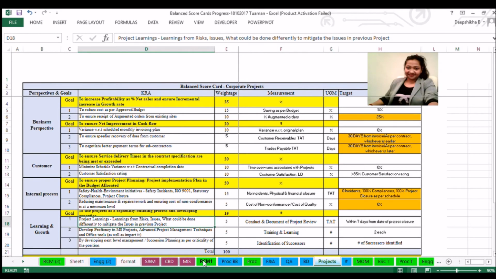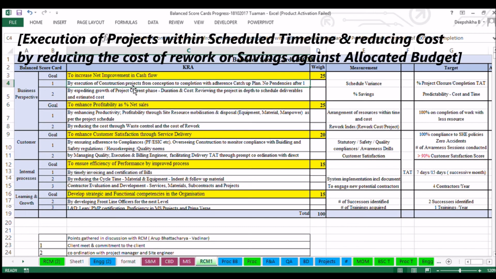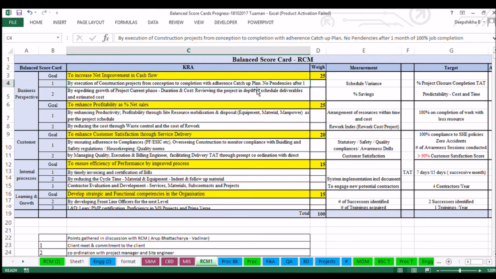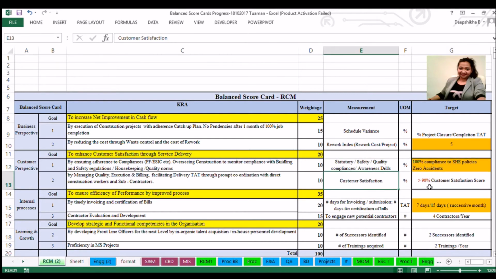So just to recap, for an RCM we can have these initiatives. In the business perspective, execution of a construction project with adherence to the catch-up plan, reducing the cost through waste control, and reducing the cost of rework. In the customer perspective, we can have adherence to various compliances, managing quality execution and billing, and facilitating delivery TAT, for which statutory compliance with 100% compliance being the target, and for customer satisfaction, above 90% customer satisfaction being the target.